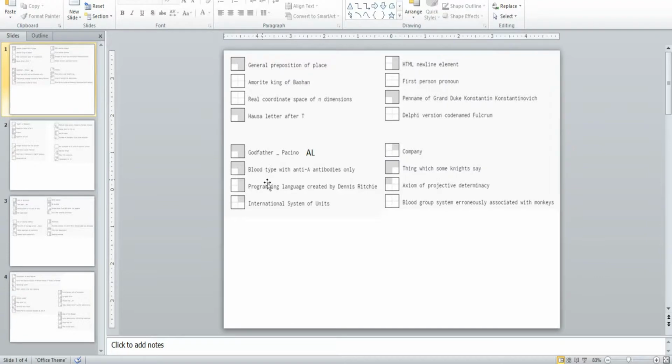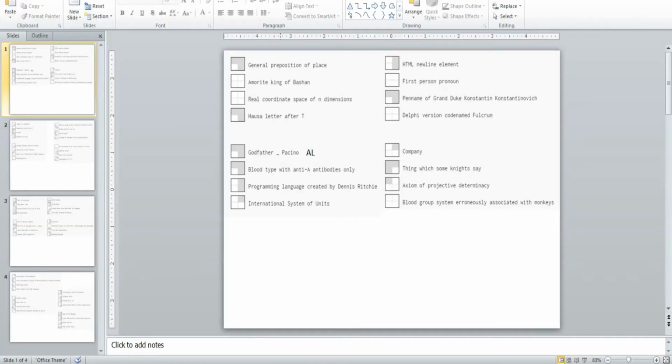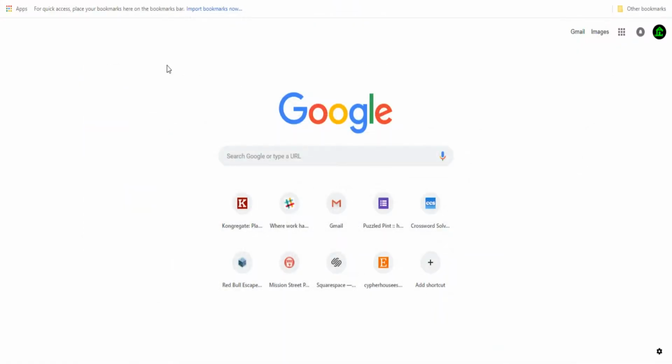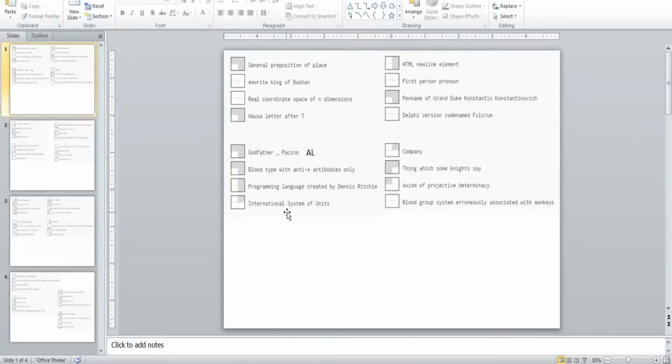It is very okay to use the internet and Google in puzzle hunts. Okay, so let's look up blood type with anti-A antibodies only. Okay, so according to this chart, anti-A comes in type B blood. So the answer to this one is just B. Which is interesting.